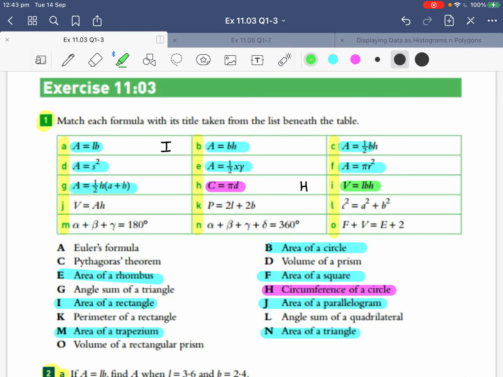We then have a couple of volume formulas. Volume, because it starts with a V, so I'm going to highlight the volume formulas that they match up with, and you can work out which one goes with which.